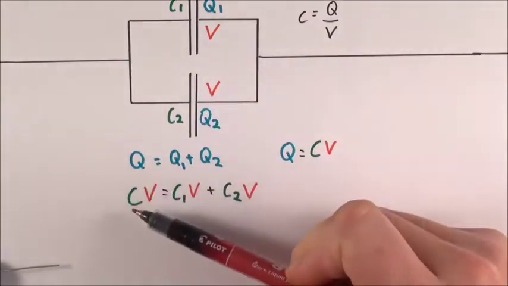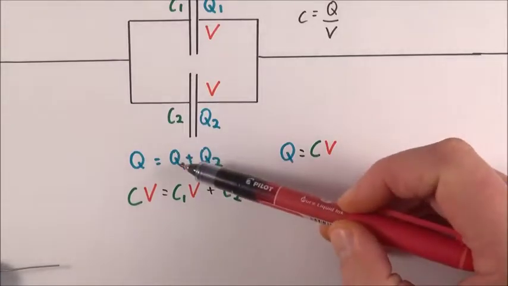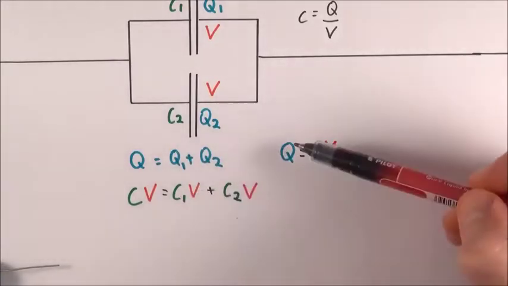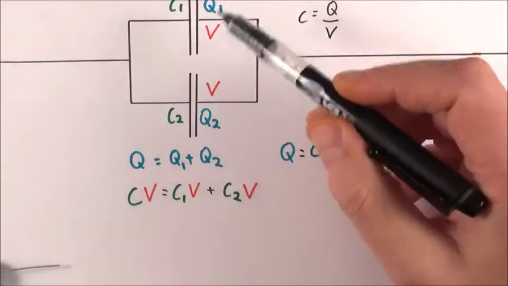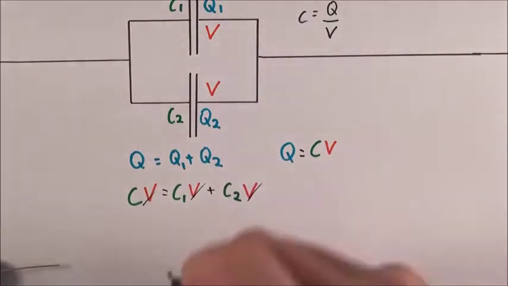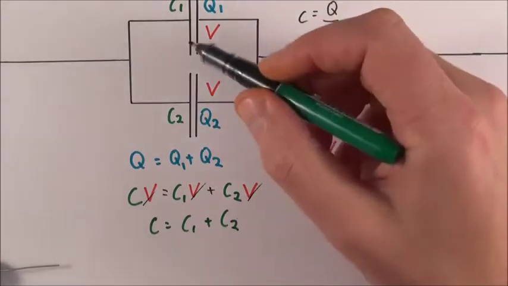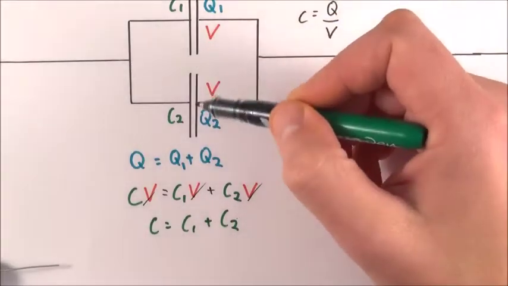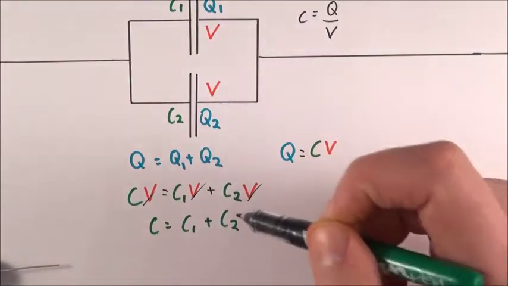So now I have CV equals C1V plus C2V, which is just replacing Q with CV. And what we can then note is that because the voltage is going to be the same across all of these, the V's cancel. And therefore what we can say then is that C is equal to C1 plus C2. So the combined capacitance of capacitors in parallel is just the sum of all the individual capacitances.